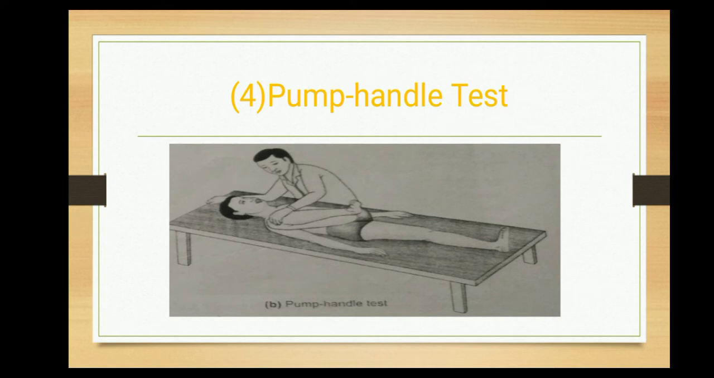Next one is the pump handle test, as shown in the figure. Patient position is supine lying. The examiner passively flexes the hip and knee completely and forces the affected knee across the chest so as to bring it close to the opposite shoulder. This will cause pain on the affected side, and if pain is felt, then the test is positive and the patient is suffering from SI joint spondylitis.